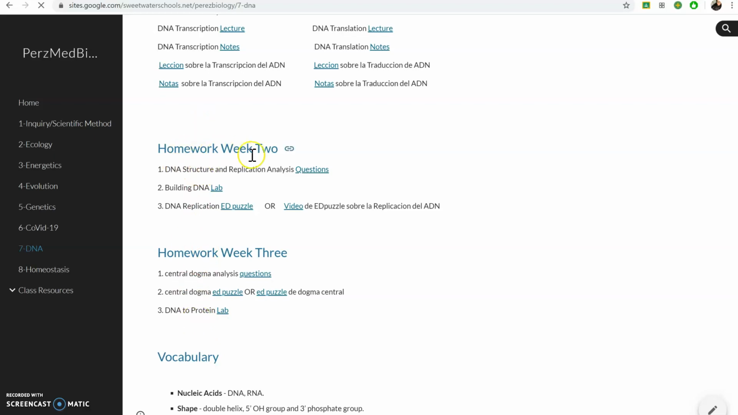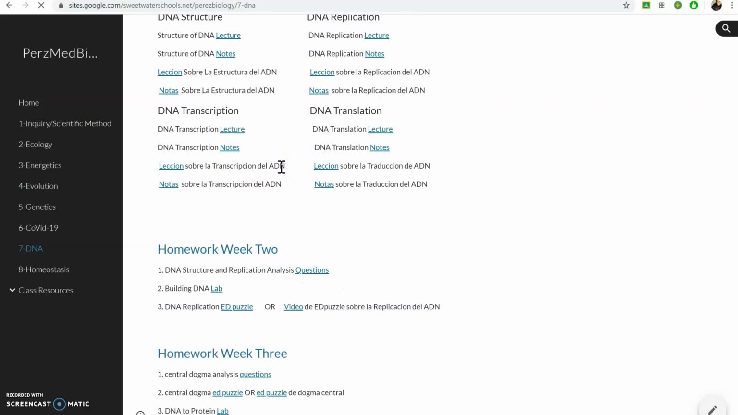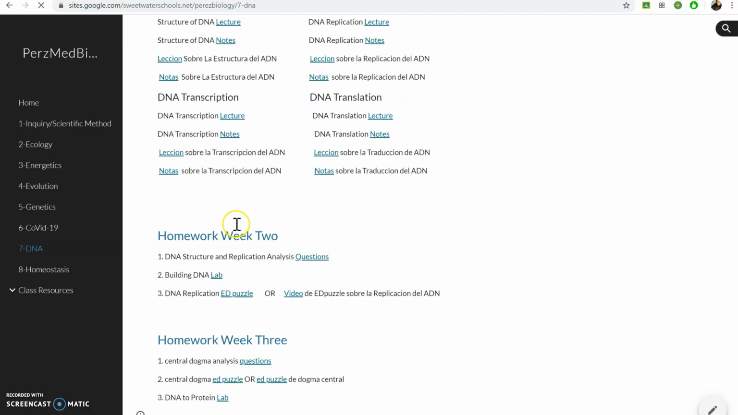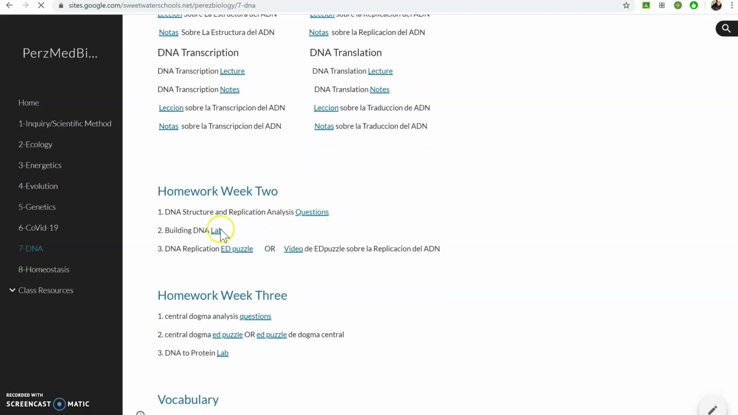So for example, homework week 2 is DNA structure and replication. So that goes with DNA structure and DNA replication. That means you have to watch both of these lectures in order to be able to answer these questions. This is an Explore Learning lab, and then this is an Edpuzzle. You have to set up your Edpuzzle, which was why I sent you the other message. It's kind of like a YouTube video, except it's going to pause and ask you either multiple choice questions or short answer questions, and then it's going to send it to me. And it's like a pass, no pass check for understanding. So if you don't get it the first time, just ask me and I'll let you take it again.